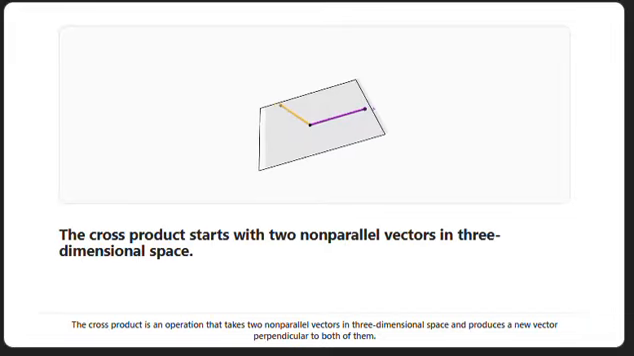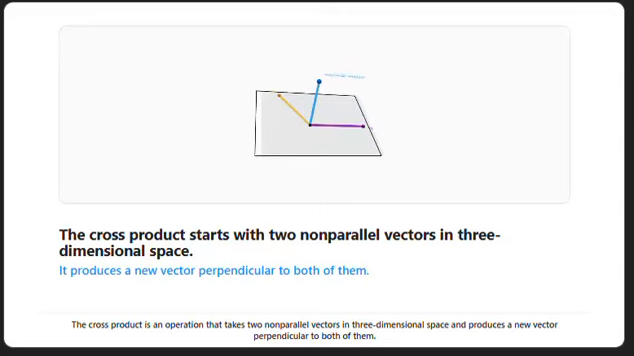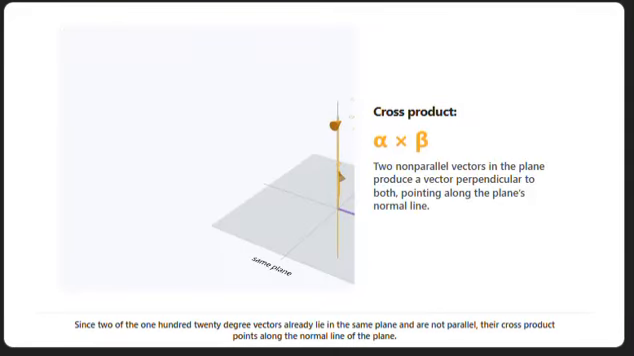The cross product is an operation that takes 2 non-parallel vectors in 3-dimensional space and produces a new vector perpendicular to both of them. Since 2 of the 120-degree vectors already lie in the same plane and are not parallel, their cross product points along the normal line of the plane.